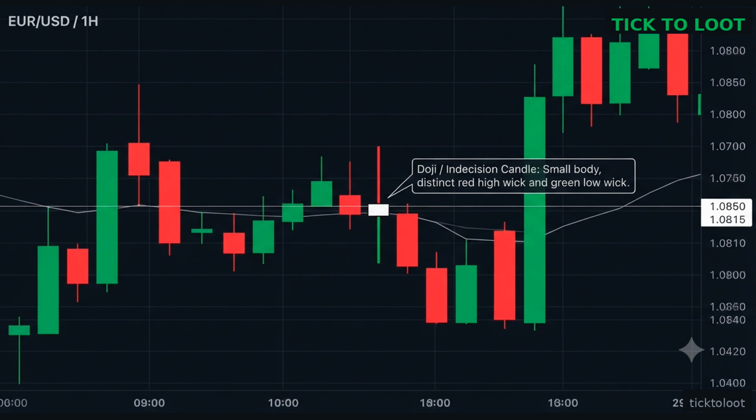On the other hand, a small body on a candlestick indicates indecision. Neither buyers nor sellers are in control, and the price is stuck in a range. Think of it like a tie. Neither team is winning, and the game is still on.